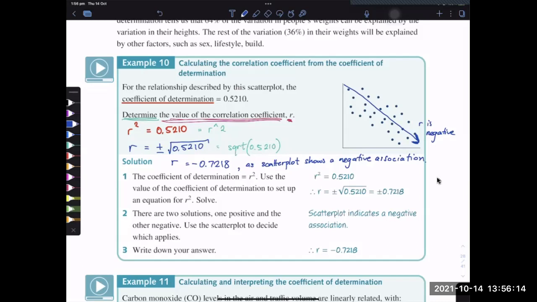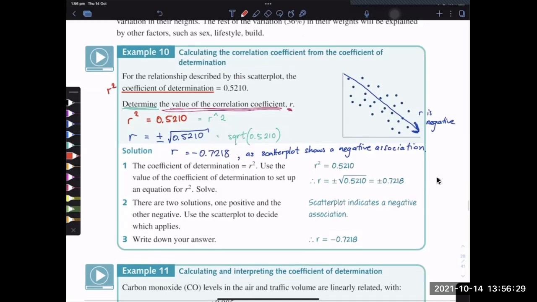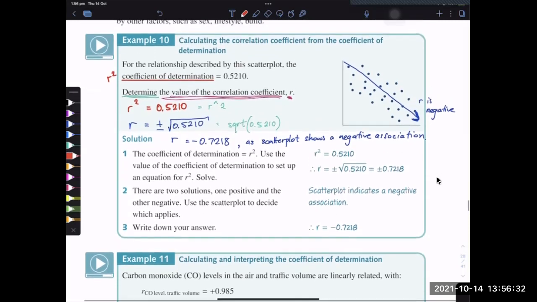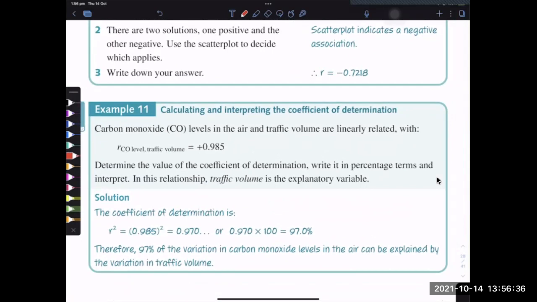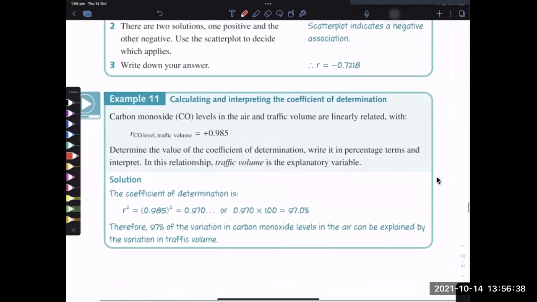Yes, Matt? Will we ever need to find out, let's say they give us the correlation coefficient, would they ever ask us to find the coefficient of determination? Yes. So if you have r, you can also find r squared, and vice versa. Absolutely. This is exactly what you just asked, Matt.